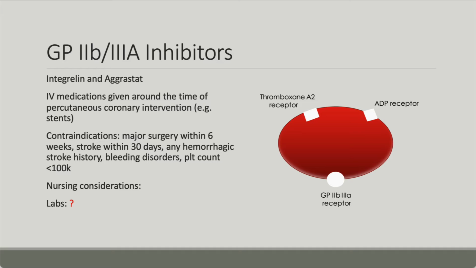Now, the difference between Integrilin and the thromboxane A2 and ADP receptor antagonists, aspirin and Plavix, is that the GP2B3A inhibitors do not bind irreversibly to the platelet. They only work while they're being infused. And so when we stop the infusion a couple hours later, that effect all goes away and the platelets are back to being healthy, normal platelets.